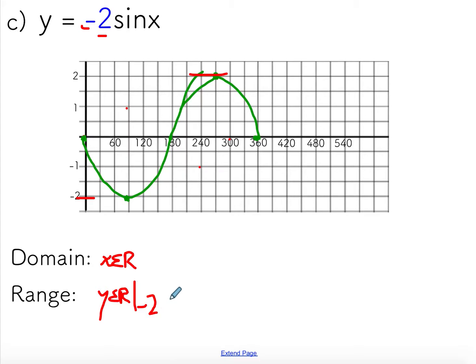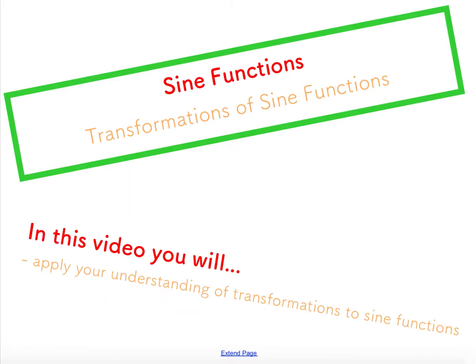So I'm going to say -2, with my less than or equal to signs with my y, and it's going to be less than or equal to 2. All right, so my range should specify that only the y values in between 2 and -2 will work for this function. Okay, that brings us to the end.